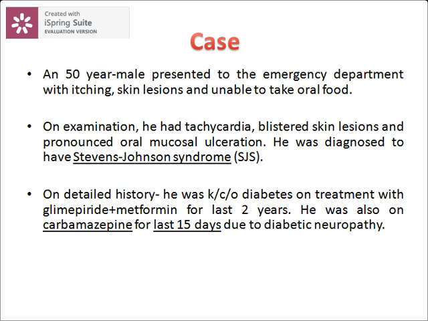So here the timing of the last 15 days for carbamazepine points to it as a causative agent of Stevens-Johnson syndrome, while glimepiride and metformin the patient was receiving since the last 2 years. So a reasonable temporal relationship or reasonable time period of 15 days supports carbamazepine as a causative agent in this case.